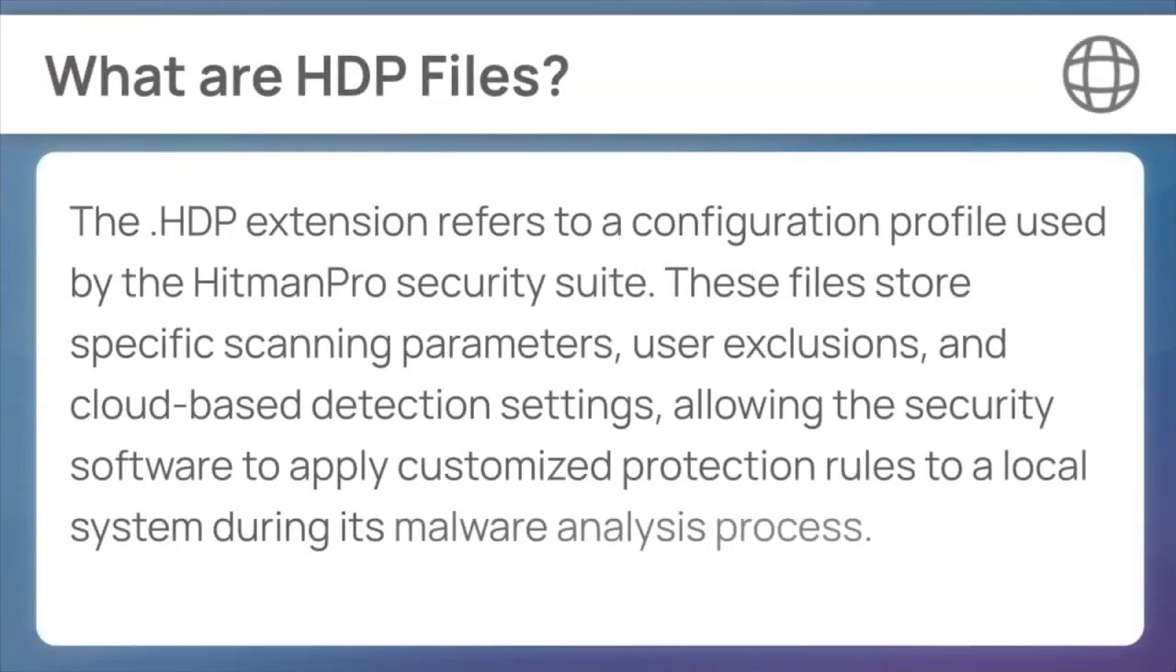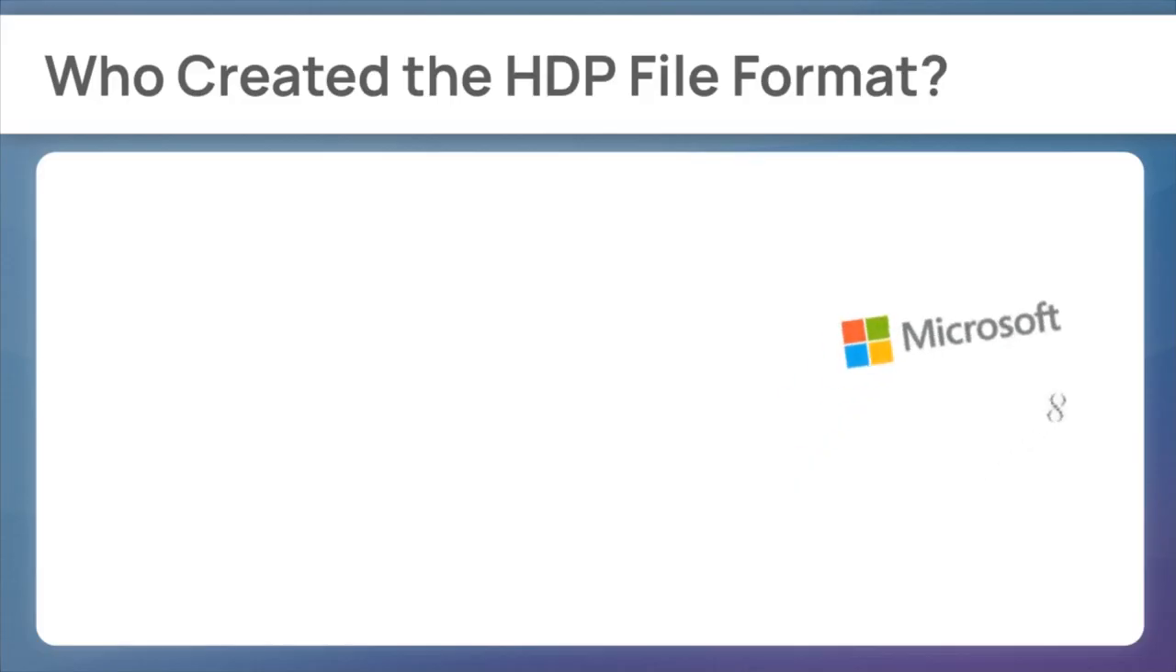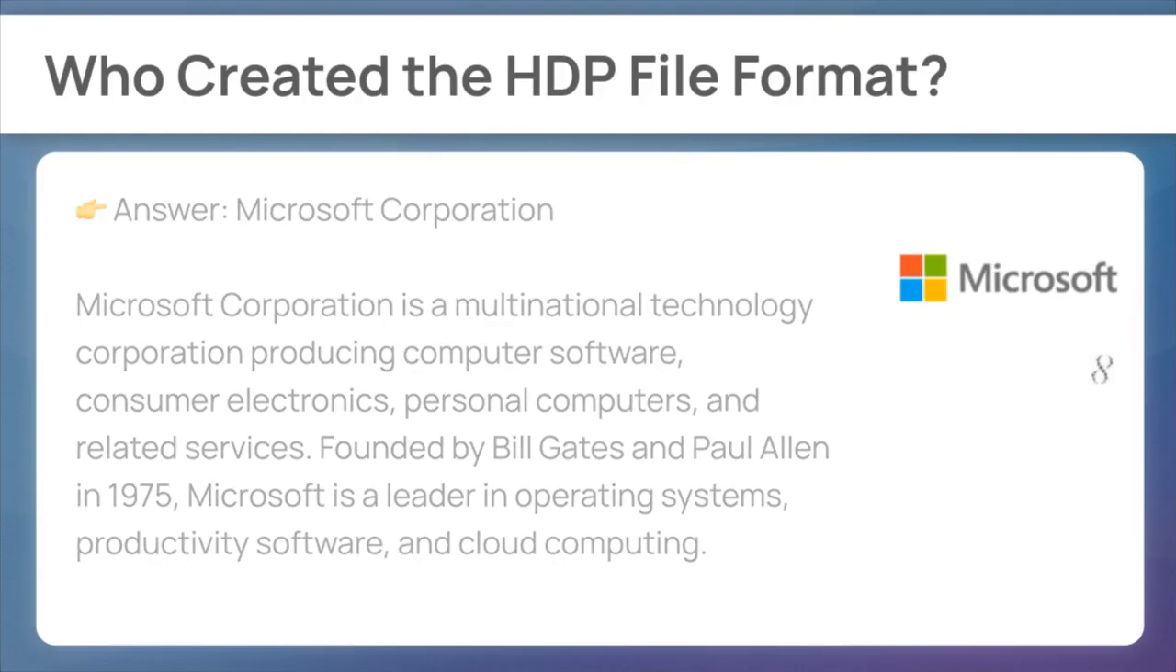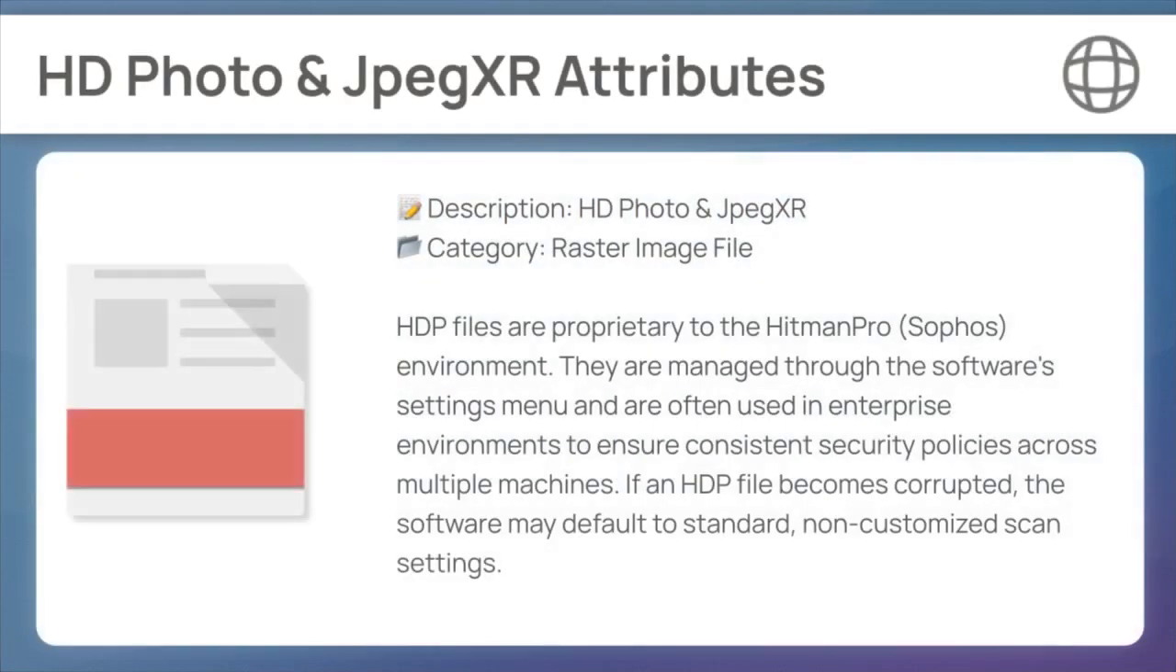The HDP extension refers to a configuration profile used by the HitmanPro security suite. These files store specific scanning parameters, user exclusions, and cloud-based detection settings, allowing the security software to apply customized protection rules to a local system during its malware analysis process. HDP files are proprietary to the HitmanPro Sophos environment.